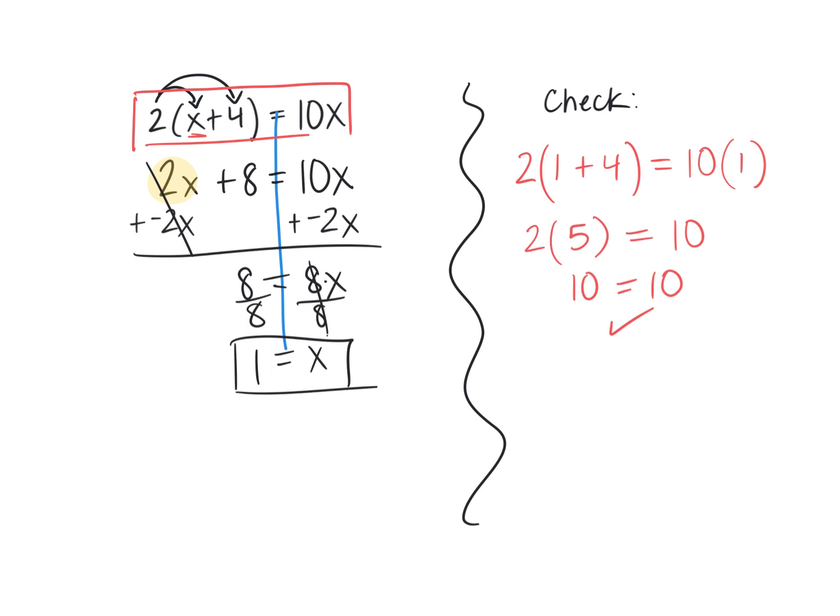That is true, so both sides are balanced or the same. So I know I did this correctly. My answer is still x equals 1. My check is just saying, yep, both sides are now equivalent.